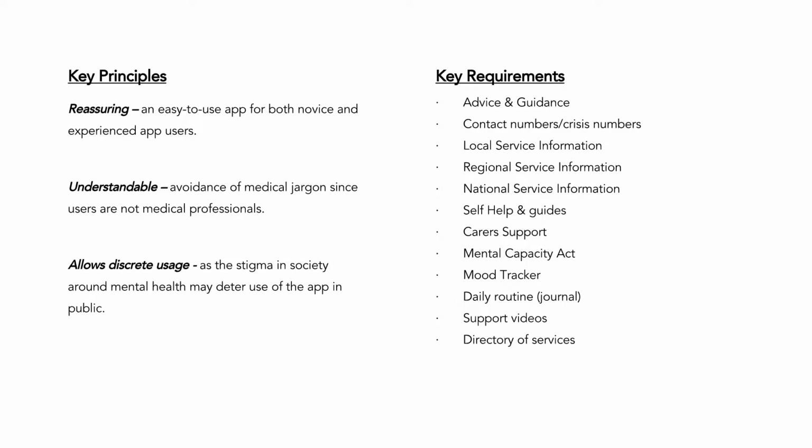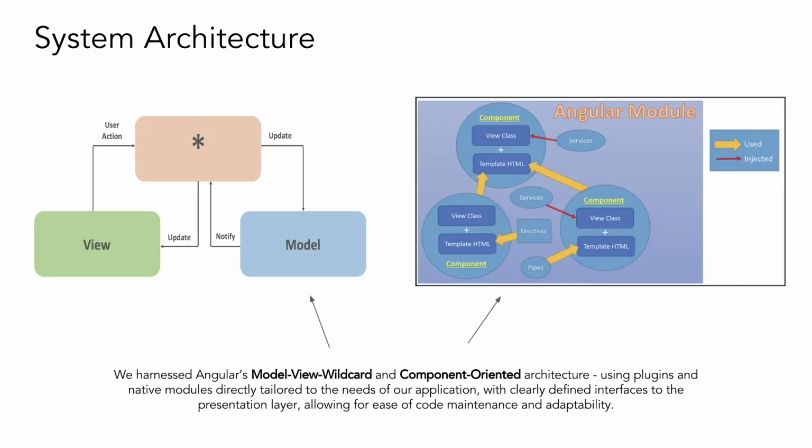The client also provided a list of key requirements to be included in the app. These include contact numbers for use in a crisis, a mood journal for users to keep track of their moods and emotions over time, as well as a relaxation space. Regarding system architecture, we harnessed Angular's model-view-controller and component-oriented architecture, using plugins and native modules directly tailored to the needs of our application. The clearly defined interfaces to the presentation layer facilitate ease of code maintenance and adaptability.